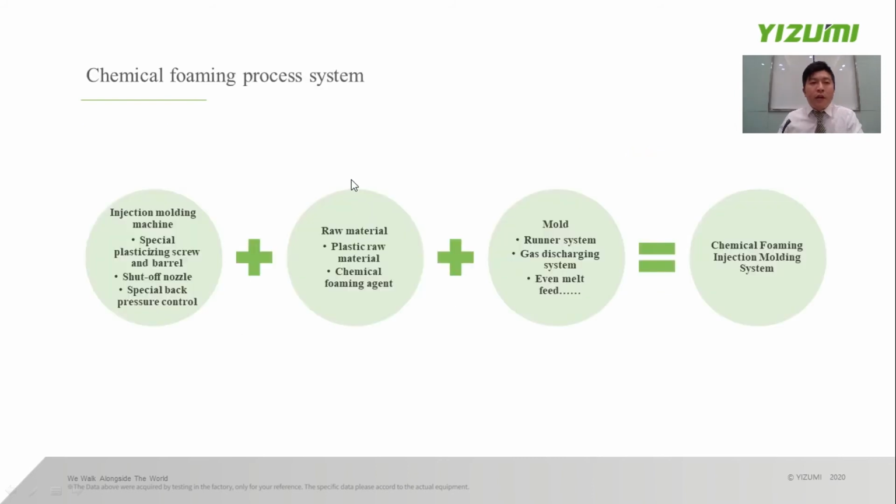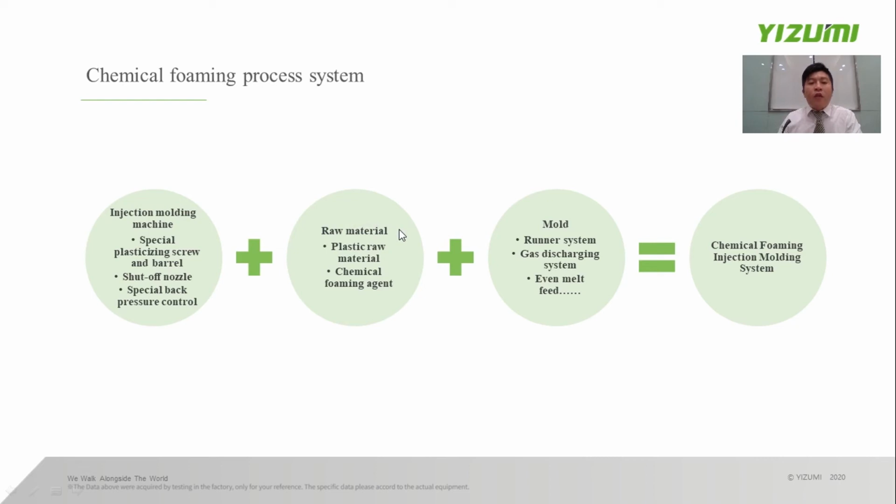Next, the chemical forming process system. The configuration of chemical forming process is simple. First, the injection molding machine could be the normal machine with some options, such as special screw, shut-off nozzle, and the special back pressure control. Secondly, the raw material. For the material, it could be the same as in the conventional process.